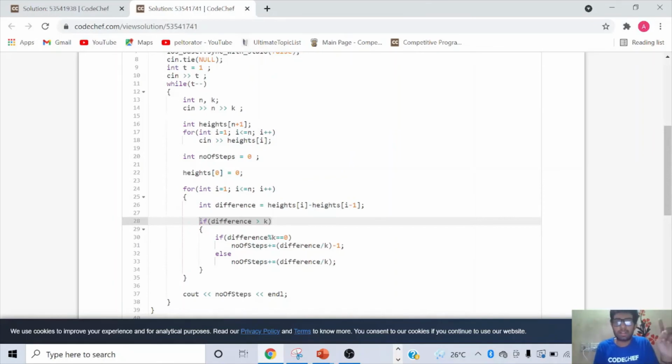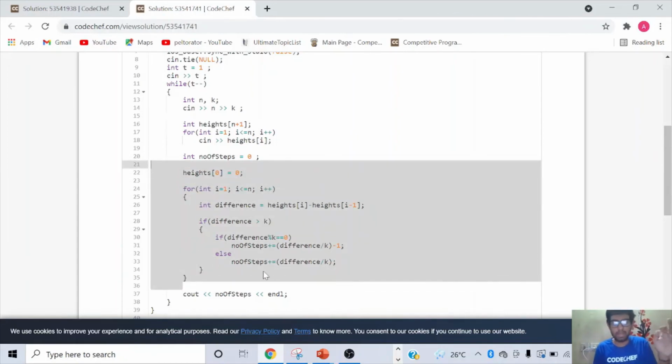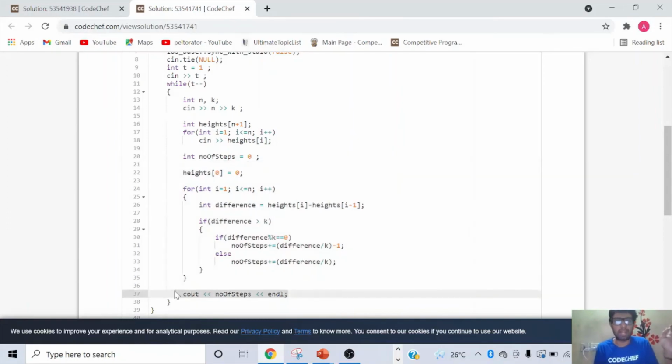However, if the difference is greater than k, we check if difference mod k equal to 0. If difference mod k equal to 0, we add to number of steps: difference by k minus 1. Otherwise, number of steps is nothing but difference by k. If difference mod k is not equal to 0, you just have difference by k. If difference mod k equal to 0, you will have difference by k minus 1. The reason for which we discussed here. Then finally, after processing every index from 1 to n, we just output the number of steps at the end.